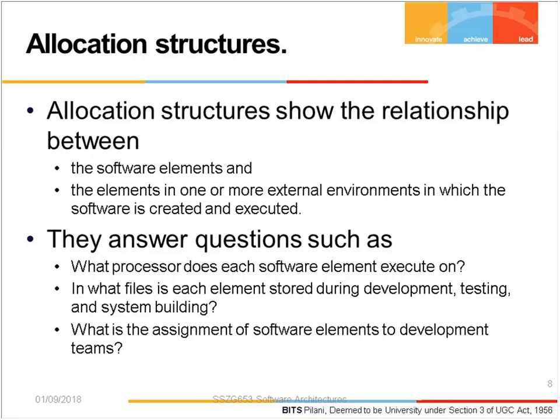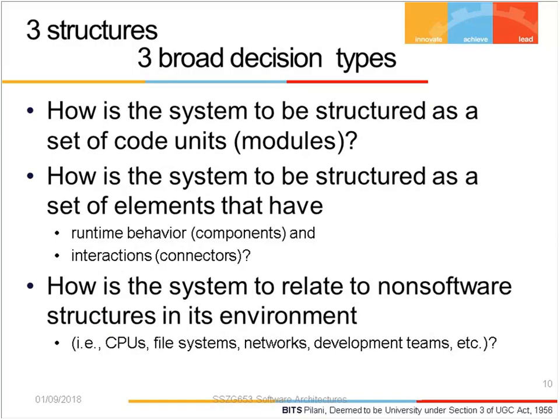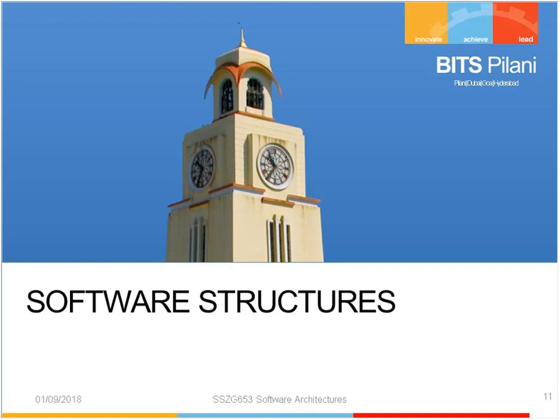So whether you'll be breaking up the data between multiple locations, distribution of data, all these types of decisions are taken in the allocation structure. Now let's go through it step by step. So we have said that there are three things: modules, components, and allocation. And these are three broad decision types that an architect has to take. You've got to divide into modules, see how they communicate with each other, and how you allocate to resources.